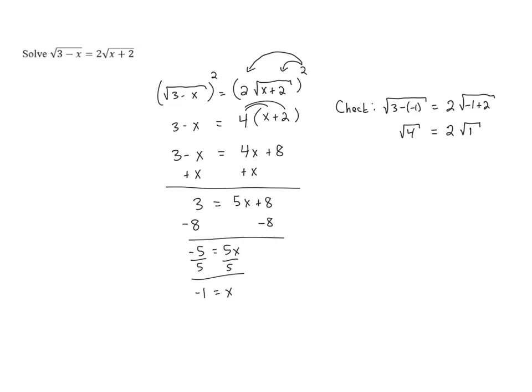Now on the left, the square root of 4 is 2. And on the right, the square root of 1 is 1. So we have 2 equals 2 times 1. And we know that that's true. So x equals negative 1 is an actual solution. And it's the only one, so our final answer is x equals negative 1.